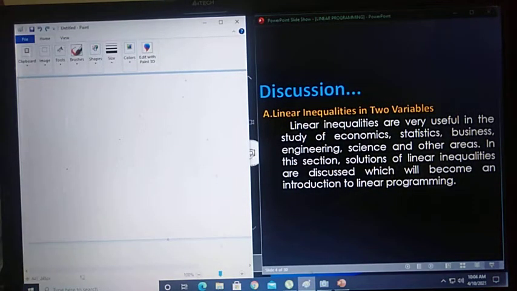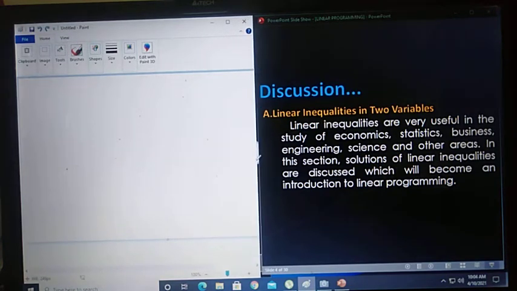Sabi dito, we were about to discuss the different linear inequalities. Dito, we will be using symbols of inequality. And what are the different symbols of inequality? We have less than, greater than, less than or equal to, and greater than or equal to. Those four are the symbols for inequalities which we can use and mamimit natin as we go on to our discussion.